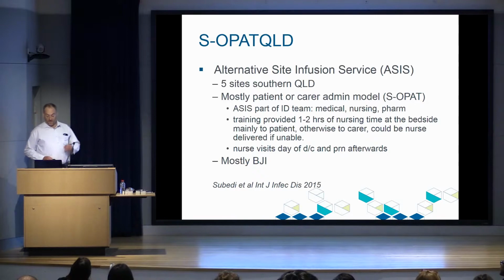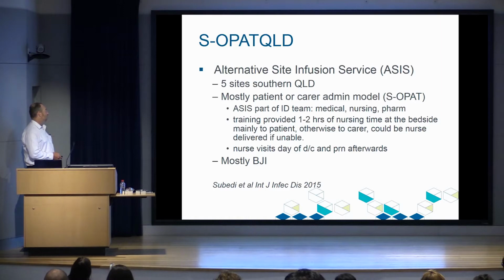There was this paper from a few years back which described 5 sites in southern Queensland, and this is the self-administration model which you were referring to, Pauline. So ACES, which is Alternative Site Infusion Service, and training is provided at the bedside mainly to the patient or to the carer prior to discharge. But there is the provision for nurse delivery if patients or carers are unable. And this limits the nursing visitations. This paper was mostly looking at bone and joint infections.